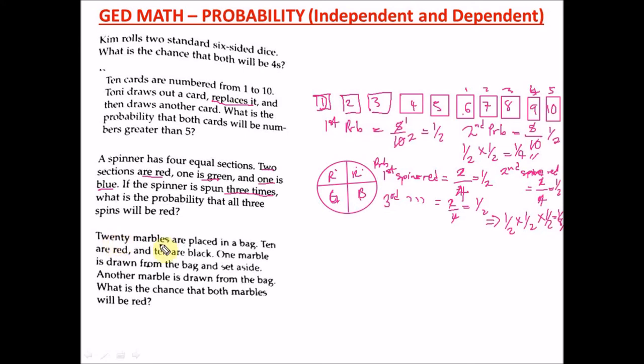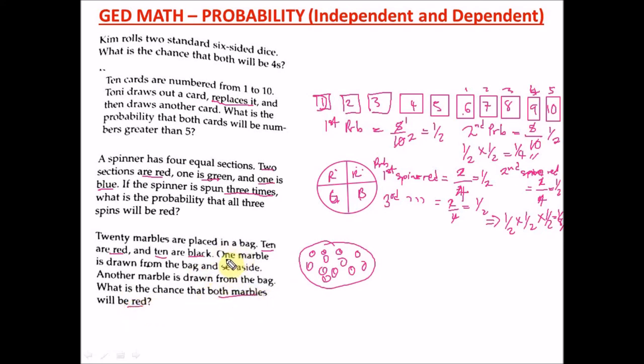The next question says 20 marbles are placed in a bag. We have 20 marbles in a bag, 10 are red. Sorry, we can't really draw everything, but just imagine this. You have a bag with 20 marbles, and we have 10 that are red, 10 are black. Just two colors. One marble is drawn from the bag and set aside. Another marble is drawn from the bag. What is the chance that both marbles will be red?